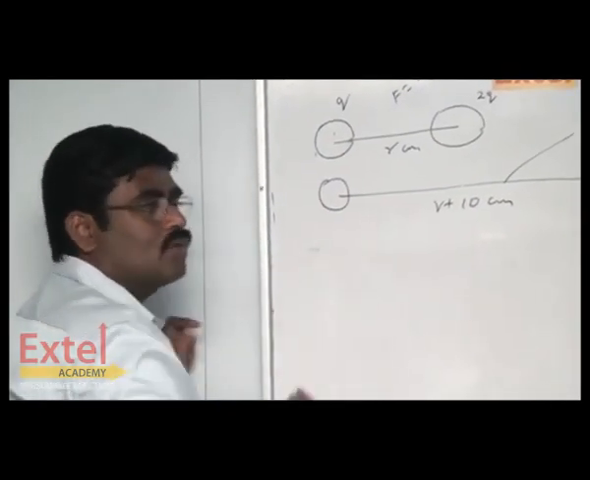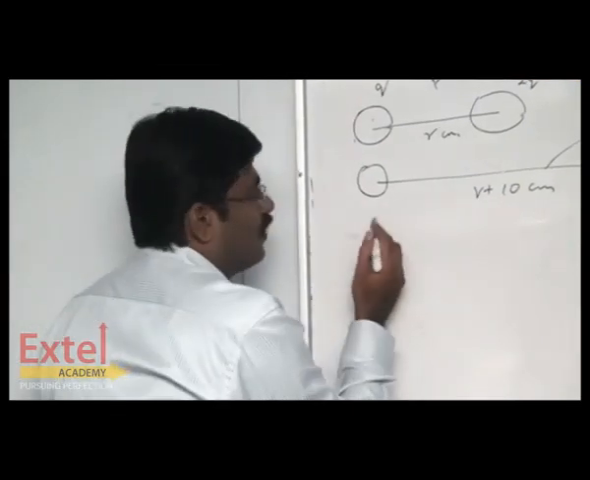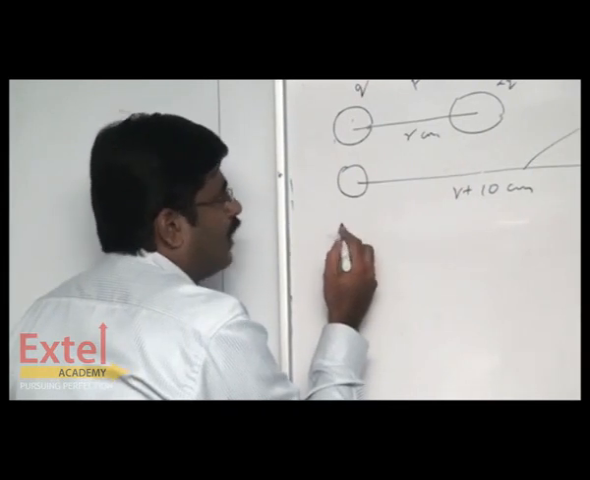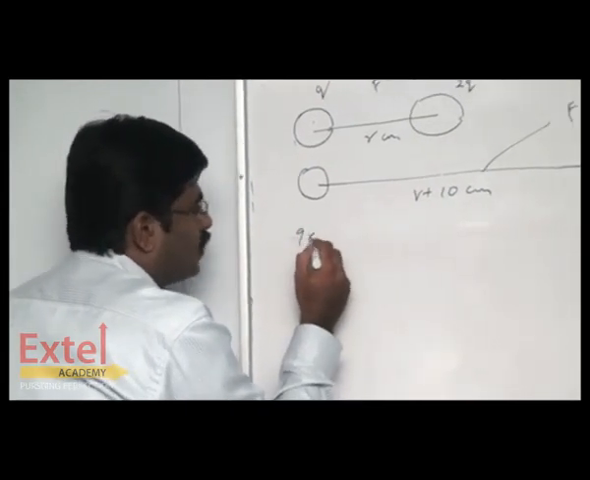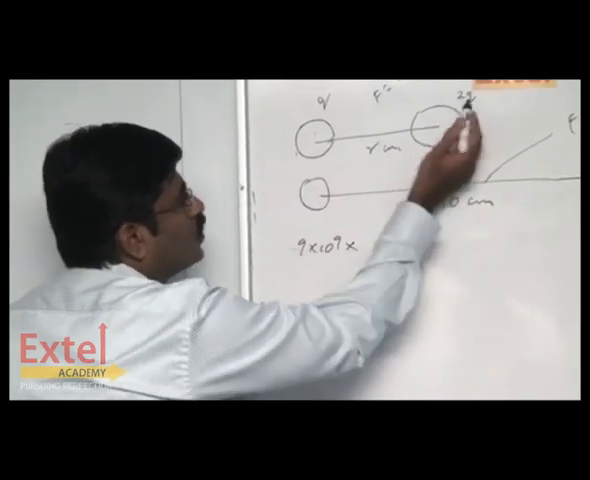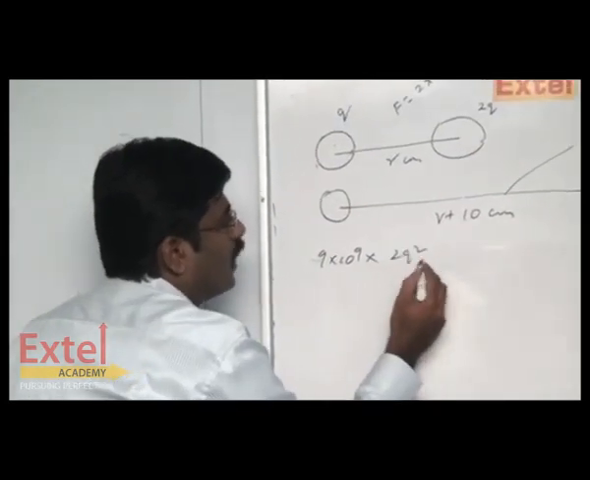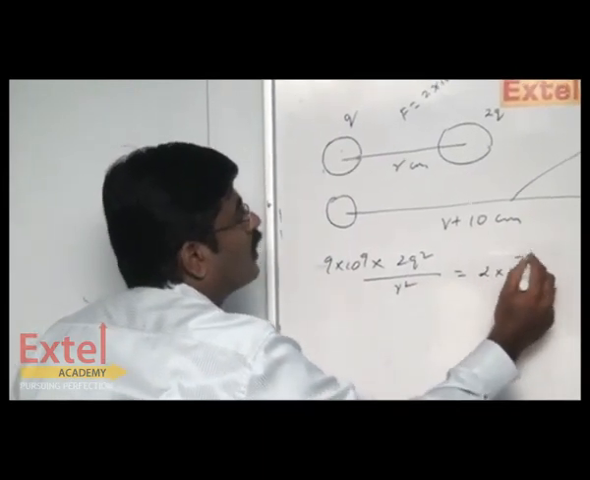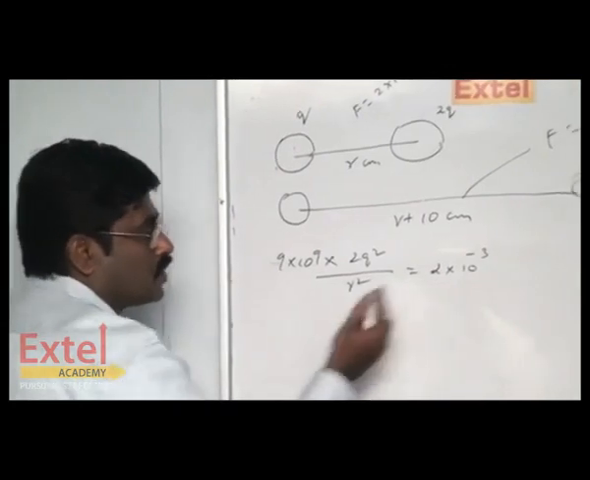So you can apply Coulomb's law. F is equal to 1 by 4 pi epsilon naught Q1 Q2 by R square. So I can write 9 into 10 to the power 9 into Q1 Q2, Q into 2Q, so 2Q square, the distance is R square, is equal to 2 into 10 to the minus 3. So that is equation number 1.